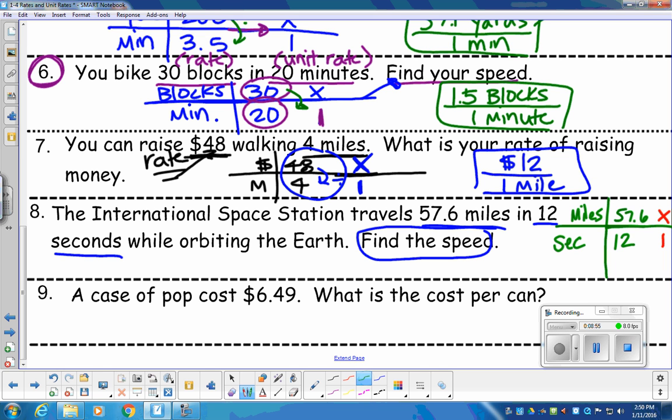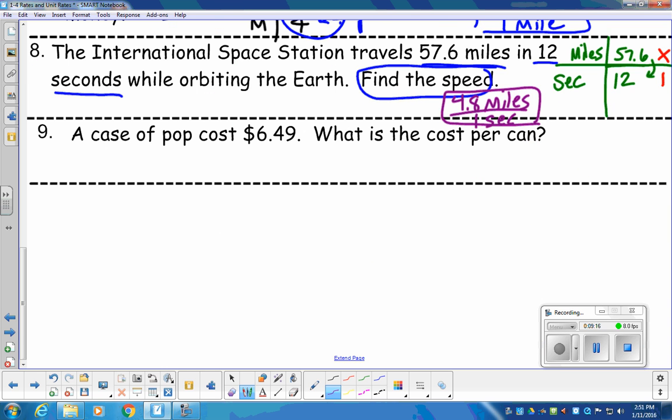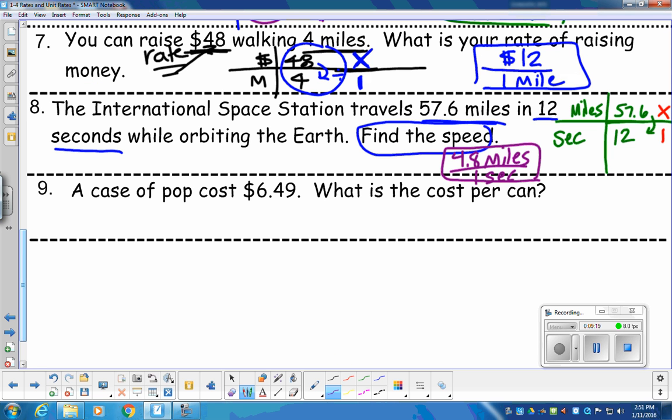It just becomes a division problem as we're trying to work it down to that speed. 57.6, typing in your calculator right now, 57.6 divided by 12. You should have 4.8 miles in 1 second. Checking your work there. It's just a division problem, converting from 57.6 miles in 12 seconds. Division, break it down to a nice unit rate to have an idea of how fast the travel is. Number 9.